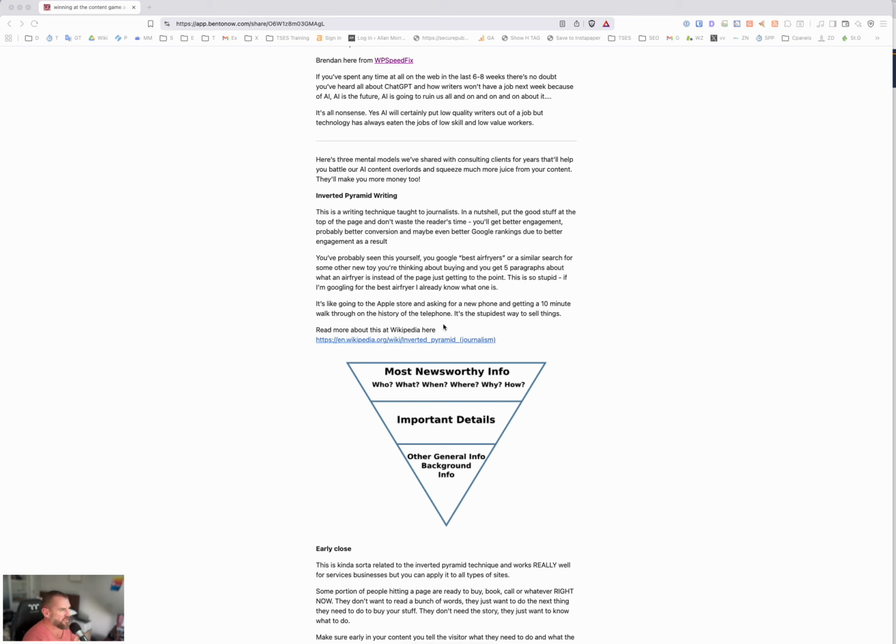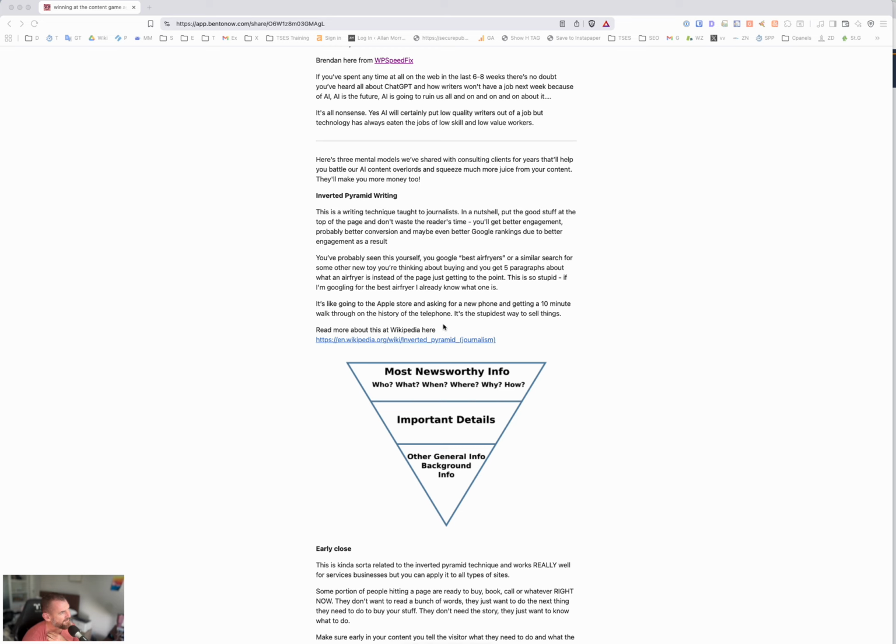This is a journalistic technique, or a technique taught to journalists. And in a nutshell, basically, you want to put the best stuff at the top of the page. Quite often in the SEO space, people do the opposite of this, where they put the best stuff at the bottom, which doesn't make sense because you'll get better engagement if the good stuff is at the top of the page, not the other way around.